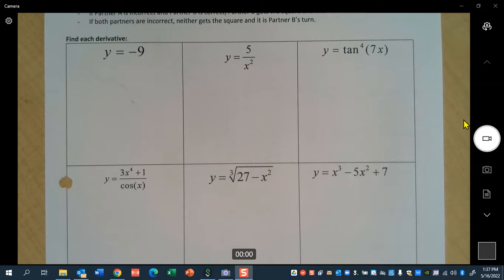If both get it right, partner A gets the square. Now it's partner B's turn. He picks, and then they both go. If partner A gets it right, partner B gets it wrong, partner A gets the square. No harm to partner B. If partner A gets it wrong, partner B gets it right, partner B gets the square, and it's his turn to pick. If you both get it wrong, nobody gets the square. If you're duking it out, arguing about who's right or who's wrong, come get me and I'll be glad to help out.